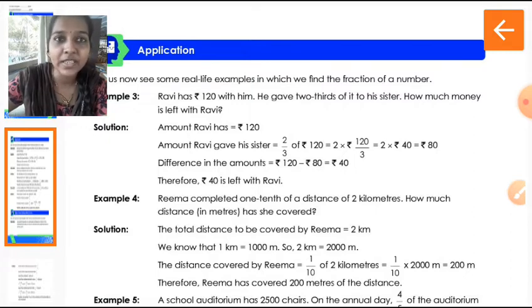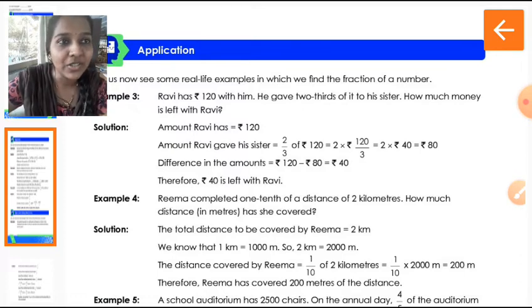Okay children, so 120 into 2/3. How to write the fraction 2/3? 2 upon 3, isn't it? 2 by 3. So 120 into 2 by 3 you have to find out. 2 by 3 of 120 you have to find out.